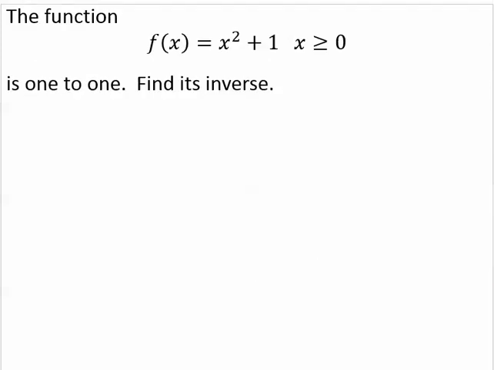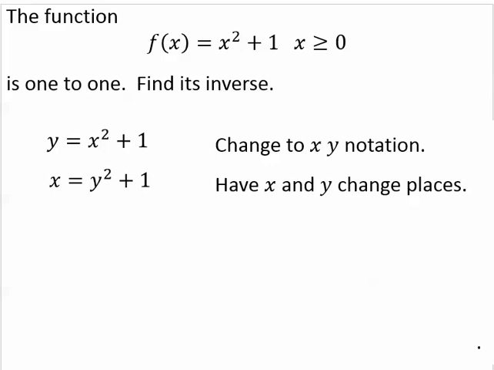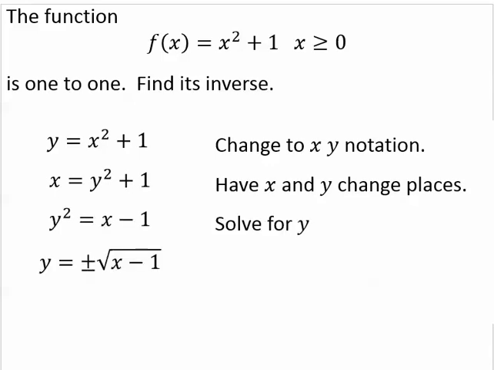A quadratic is not normally 1 to 1, but if you restrict the domain to x being greater than or equal to 0, then it is 1 to 1. So let's find its inverse. Change to xy notation to do this. Then have x and y change places. Solve for y, and then choose which function is f inverse.